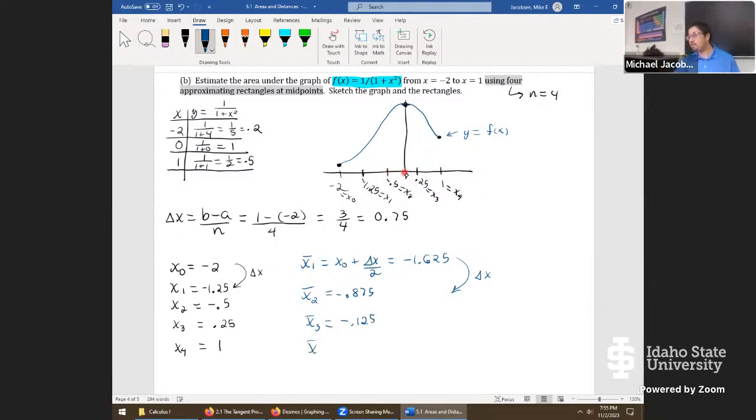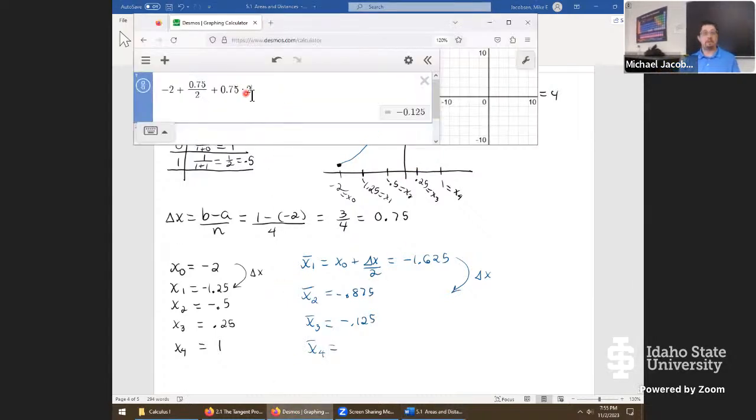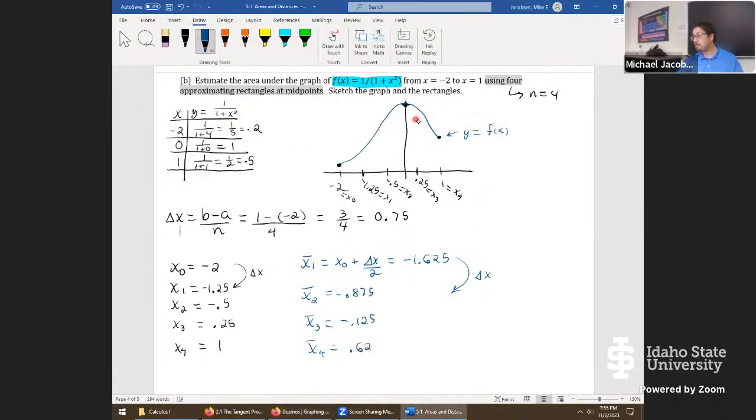Then last one, X bar 4. Go back up here and just increment by one more. And here's the last one, 0.625. Let's double check. 0.625 should be about here. And that does look right numerically.